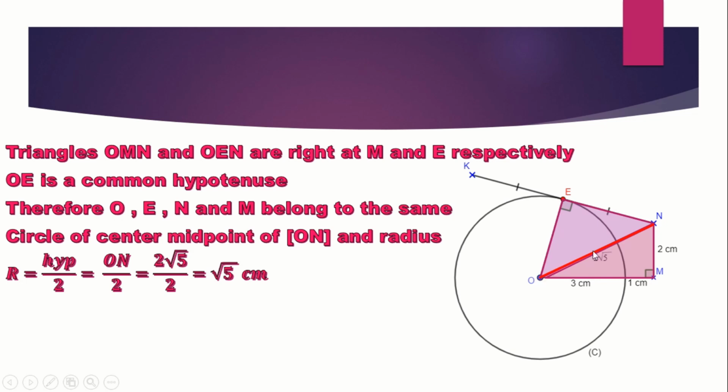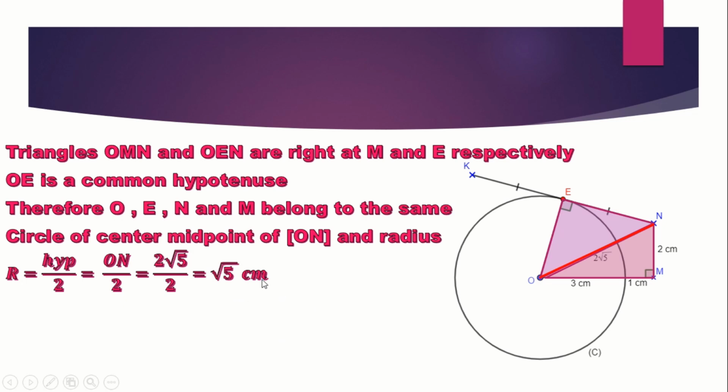If the diameter is ON, then the center is the midpoint of ON. And also the radius is half ON, half the diameter. So it's ON over 2. Then it's equal to radical 5 over 2. We can simplify 2 by 2. So the radius is radical 5 centimeter.